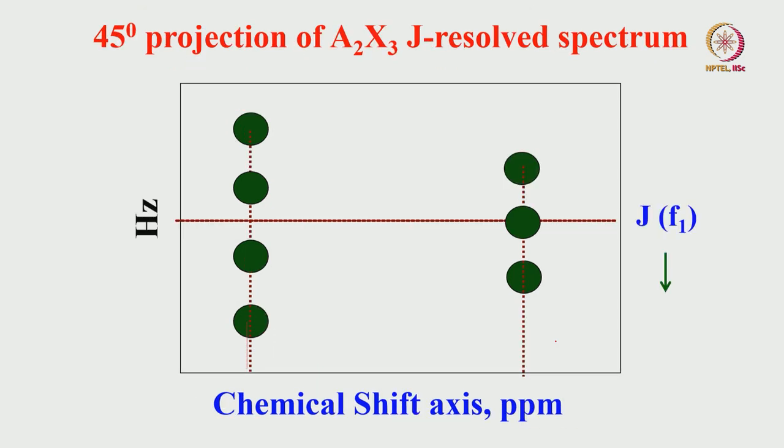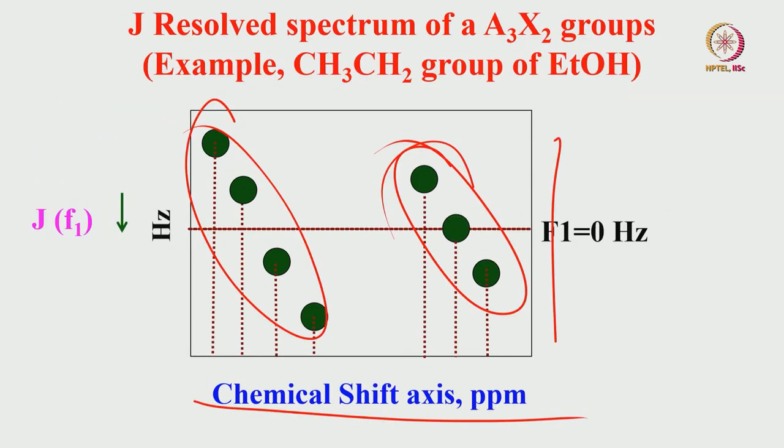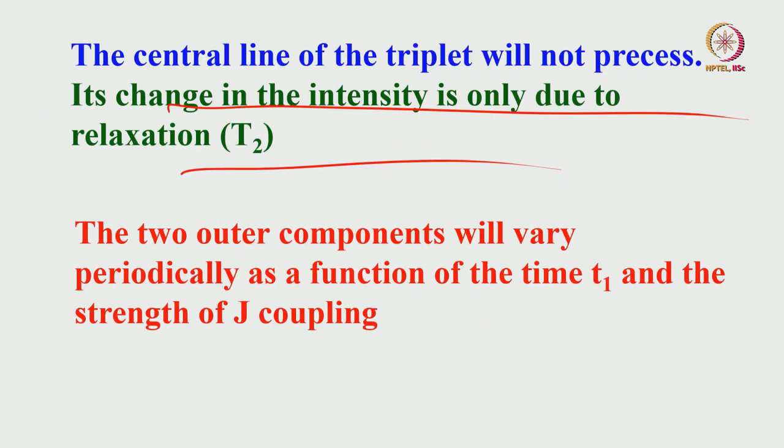And further, I can do the tilting. We will discuss more about this tilting and everything later. But since the time is getting over, I'm going to stop here. So you understood today what we discussed. We discussed a lot of things about the INADEQUATE experiment. And afterwards, I introduced a new experiment called 2D J-resolved, wherein we are resolving the two parameters in two different dimensions. In the indirect dimension, you get the J coupling. In the direct dimension, you get J coupling plus chemical shift, both present.